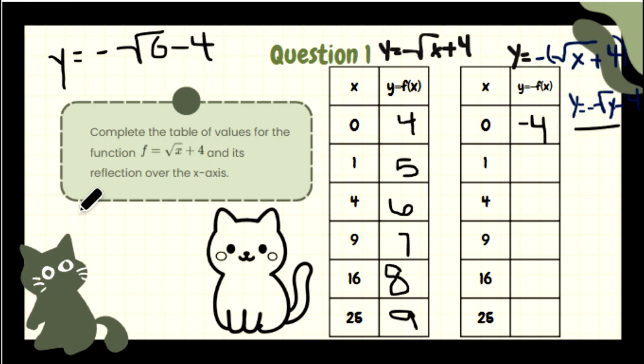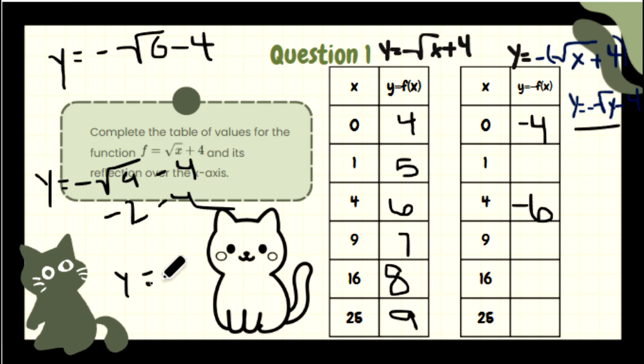Let's come down here and try number 4. y is equal to the negative square root of 4 minus 4. The negative square root of 4 is negative 2. Minus 4 gives us a negative 6. Look, it's still holding. Let's try our last one.